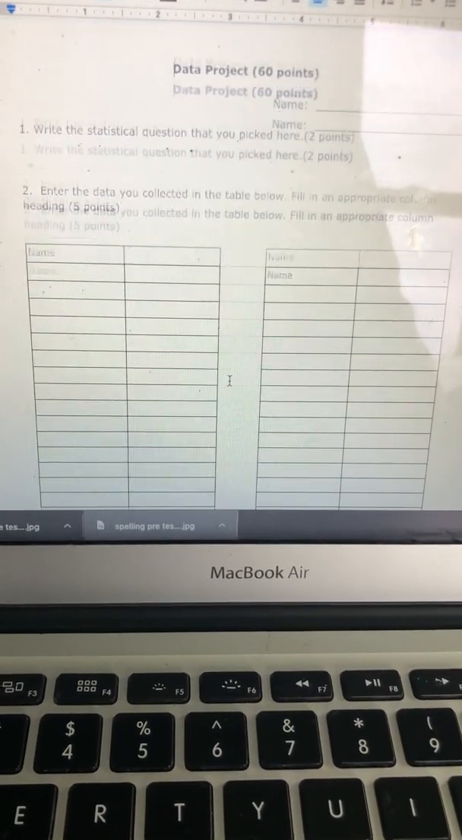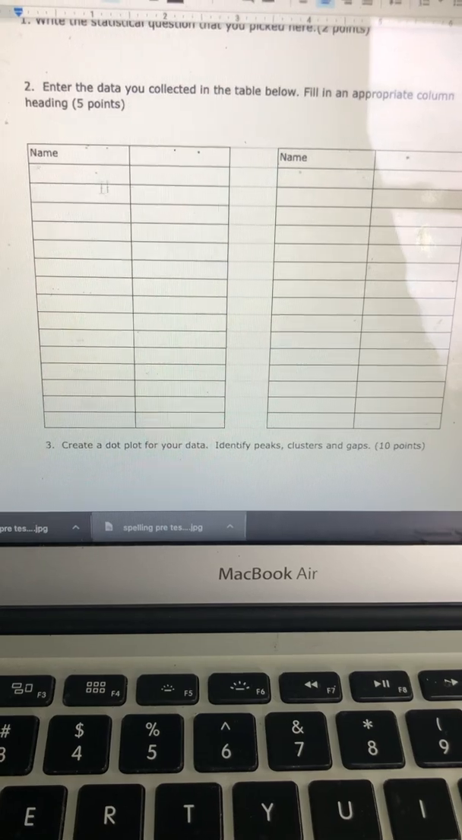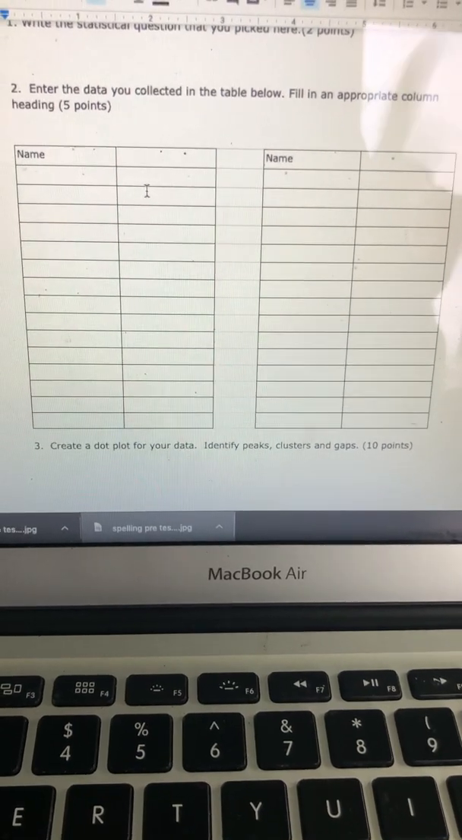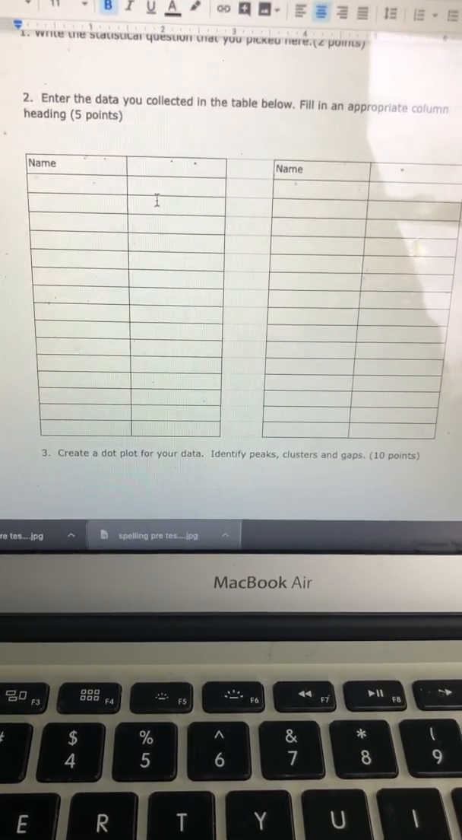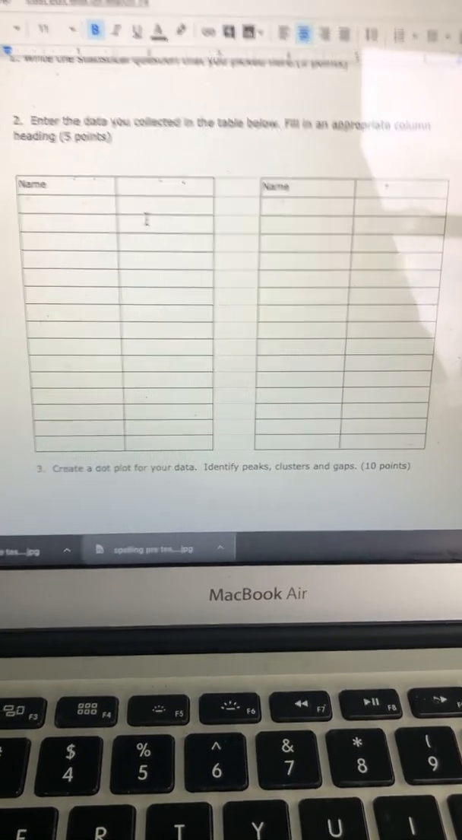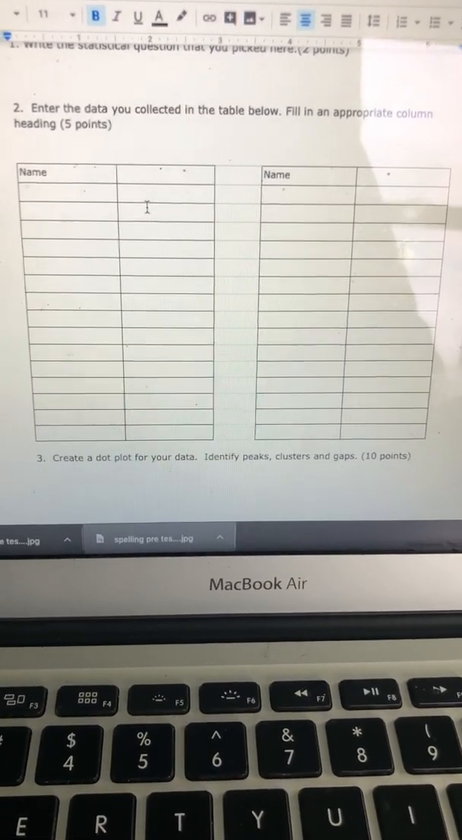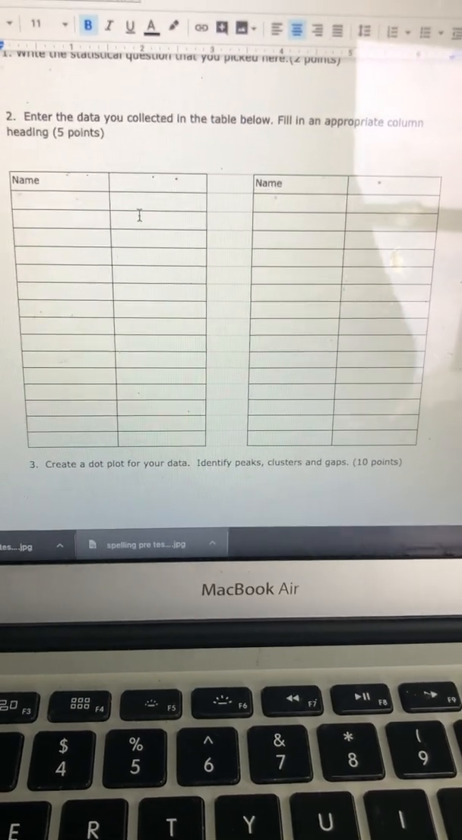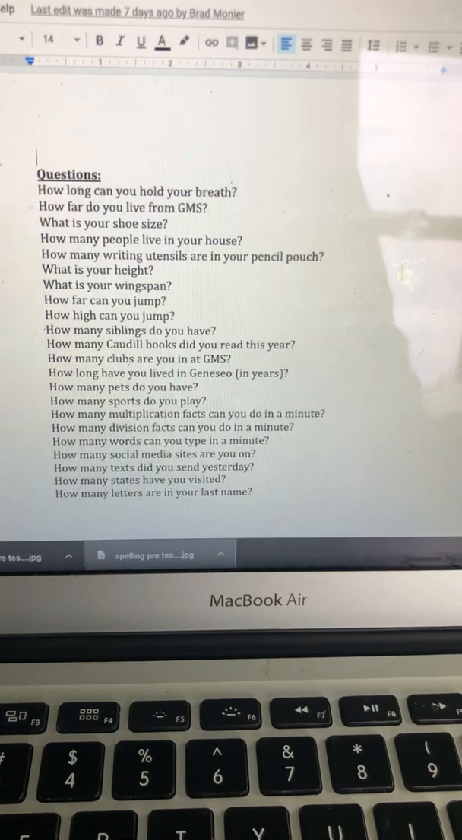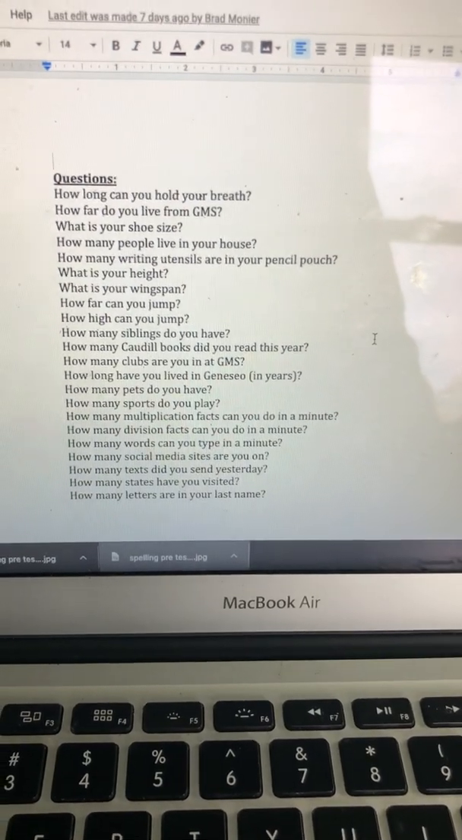Then you're gonna survey 30 people. You just need your name or their name and their answer to your question. Remember, social distancing, okay? So don't be walking door to door and asking people questions, but you can call, text, Snapchat, FaceTime, Zoom meeting, whatever you need to do. You can ask anyone. It doesn't need to just be other kids. Most of these questions, here they are, could be asked of anyone, right?